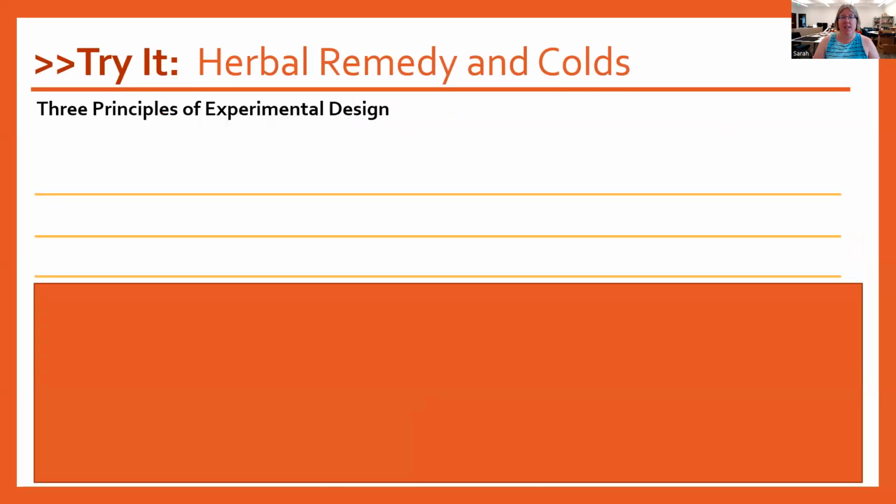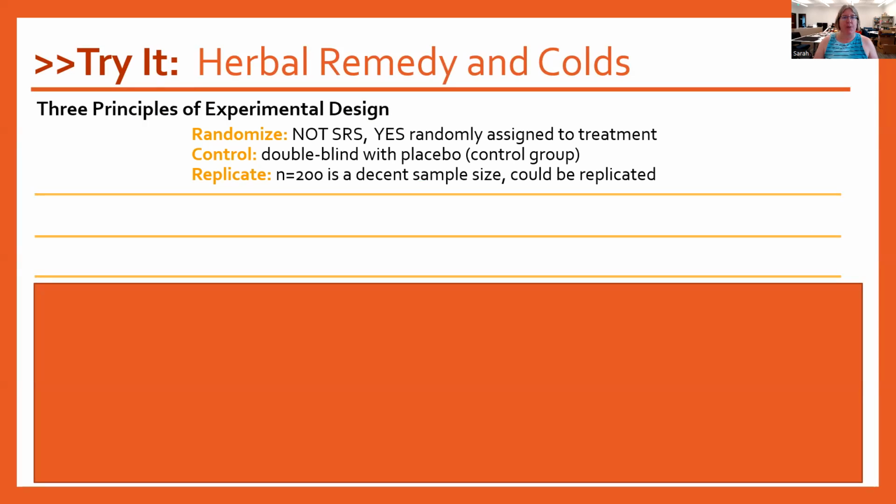So our 3 principles of experimental design are randomize, control, and replicate. So for randomize, we don't really know exactly where they got these people. So I would say no to the random sample, but they did randomly assign people to treatment groups. So that's a good thing. For control, the problem states that it's double blind with a placebo. So that placebo is going to be our control group.